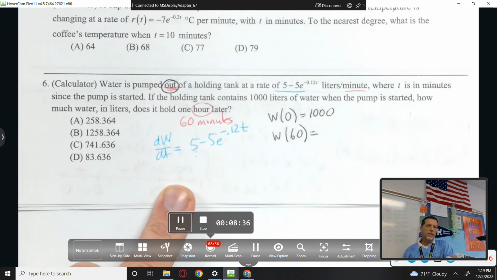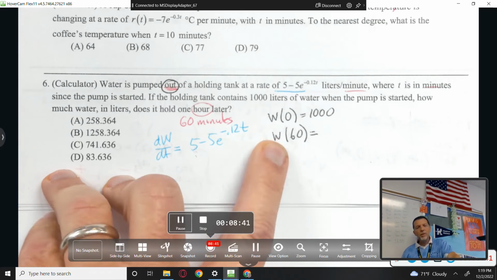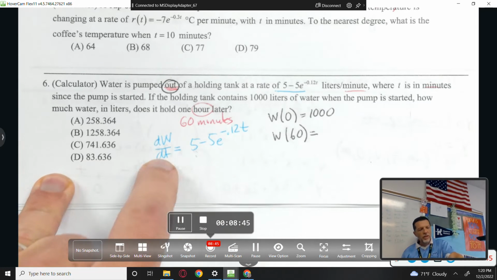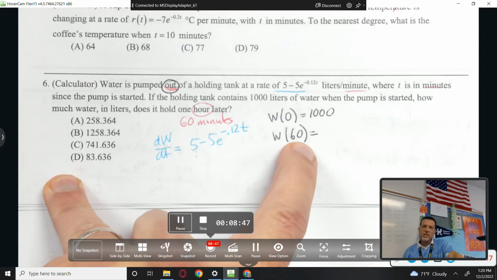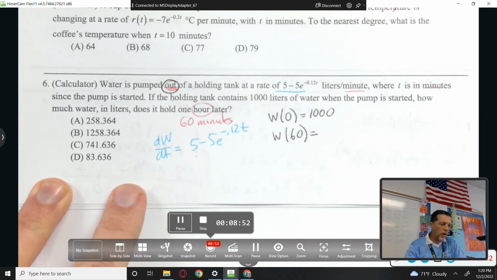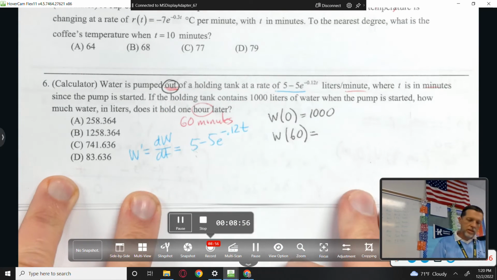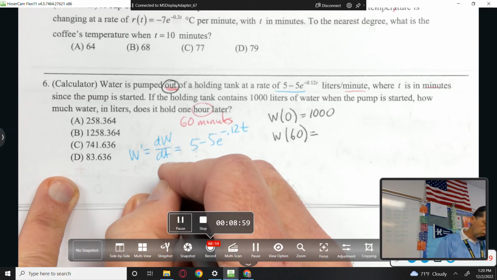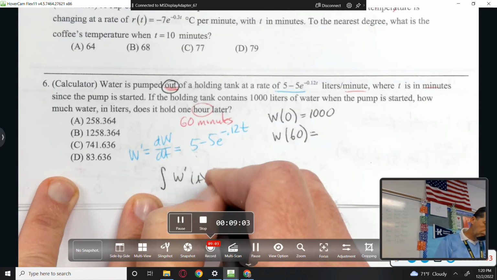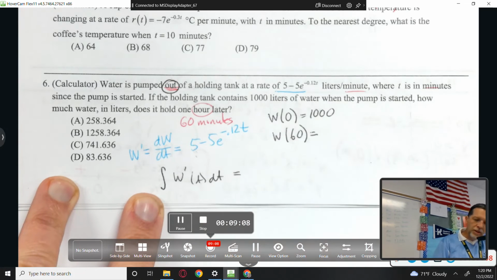Okay, so I know about W prime, or dW/dt, and they're asking me about W. So how do I get from a derivative to an original? An antiderivative. So I think I want to take the antiderivative of W prime. Maybe it'd be easier to worry about. And I've got values, so this isn't a plus C problem.